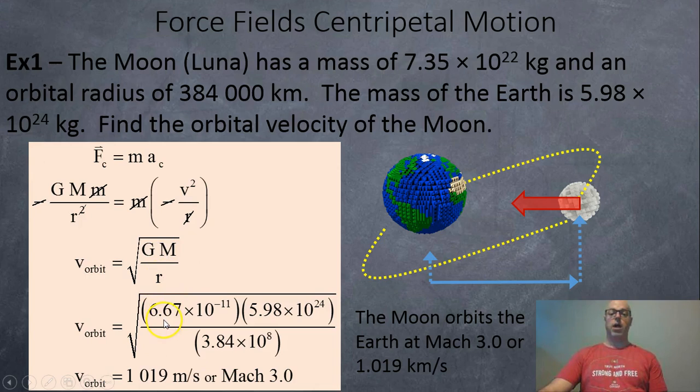So in this case, 6.67 times 10 to the negative 11 times 5.98 times 10 to the 24 over 3.84 times 10 to the 8. And so the moon is moving through space at 1,019 meters per second, or just over 1 kilometer per second. So from Barrie to Toronto, it'd be like 95 seconds at that rate, or around Mach 3.